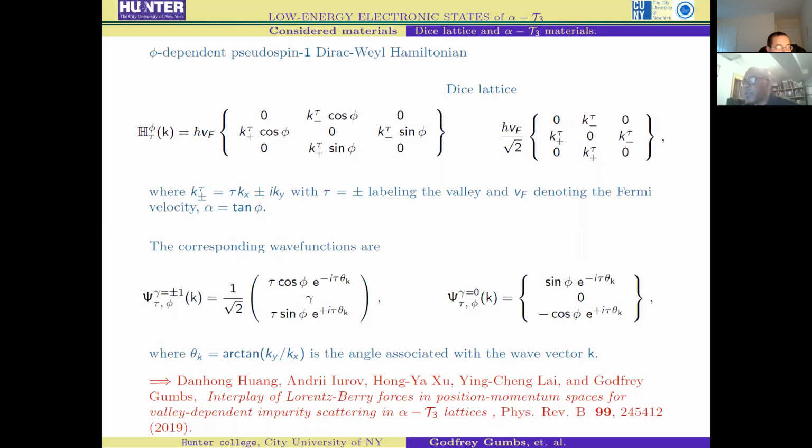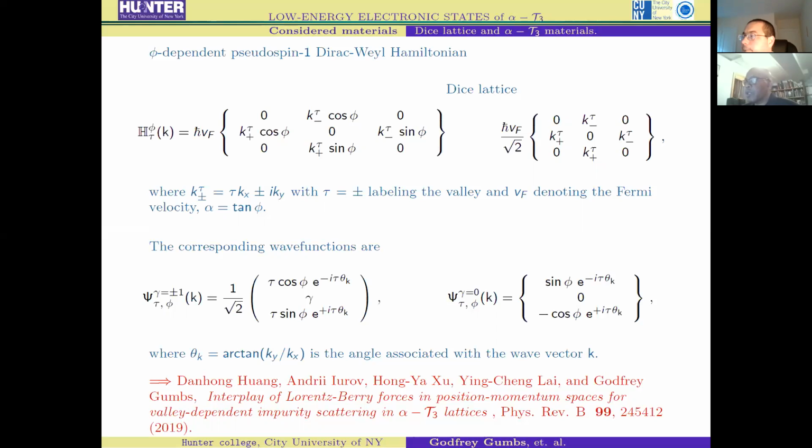Now this parameter gamma is a label for the energy bands. So we have now the alpha for the model, gamma labeling the energy bands, and tau labeling the valleys. So we have the K or the K prime valley, where tau is equal to +1 for the K valley, -1 for the K prime valley.